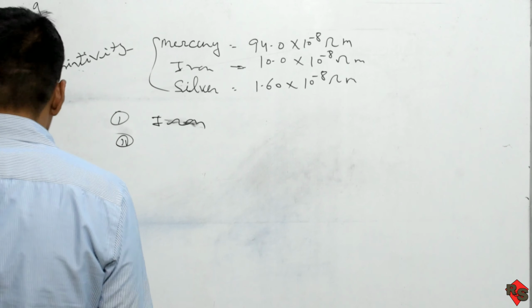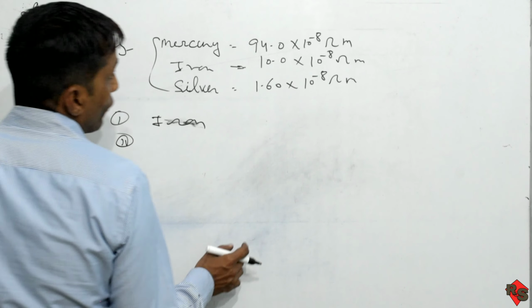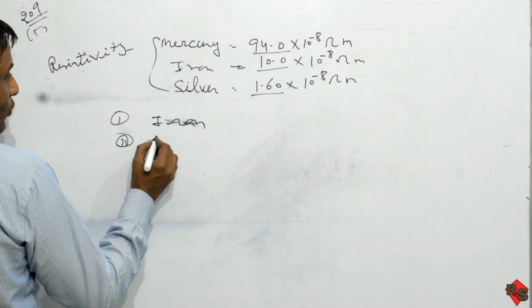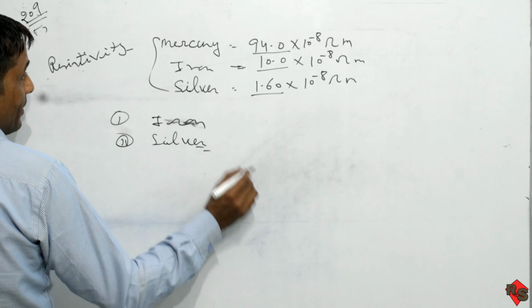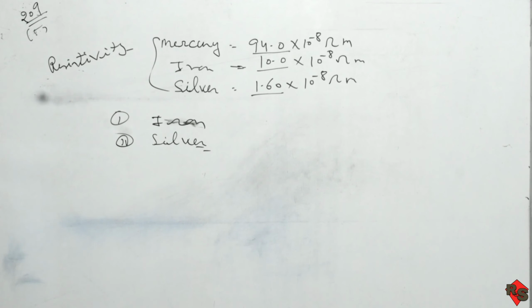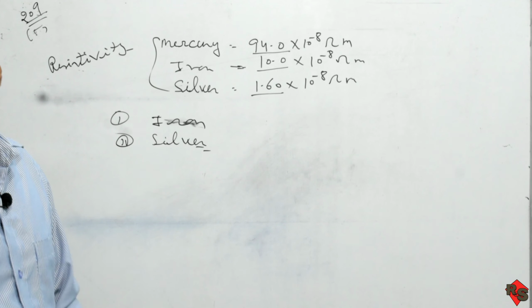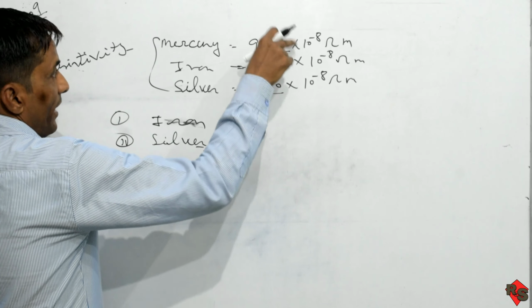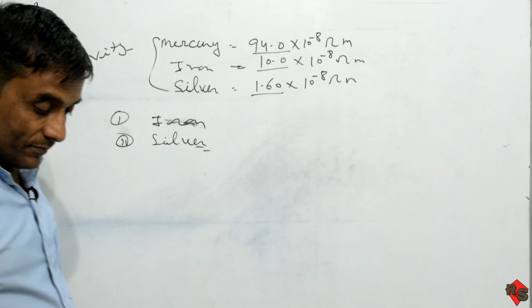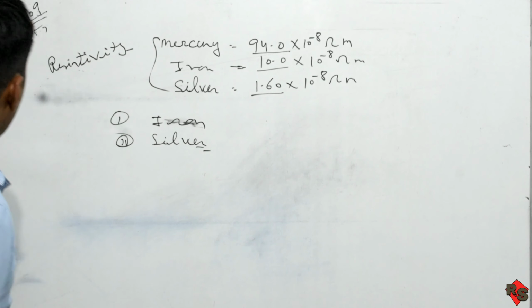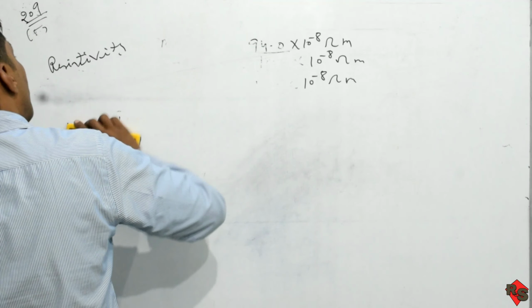And the second is, which is the best? Here the resistivity is 94, then 10, and only 1.6 for silver. So we can find silver. Which metal has less resistivity? The metal with less resistivity is a good conductor. So silver is the best, then iron, and after that mercury. That completes the in-text question of page 209, and we can solve the next page.